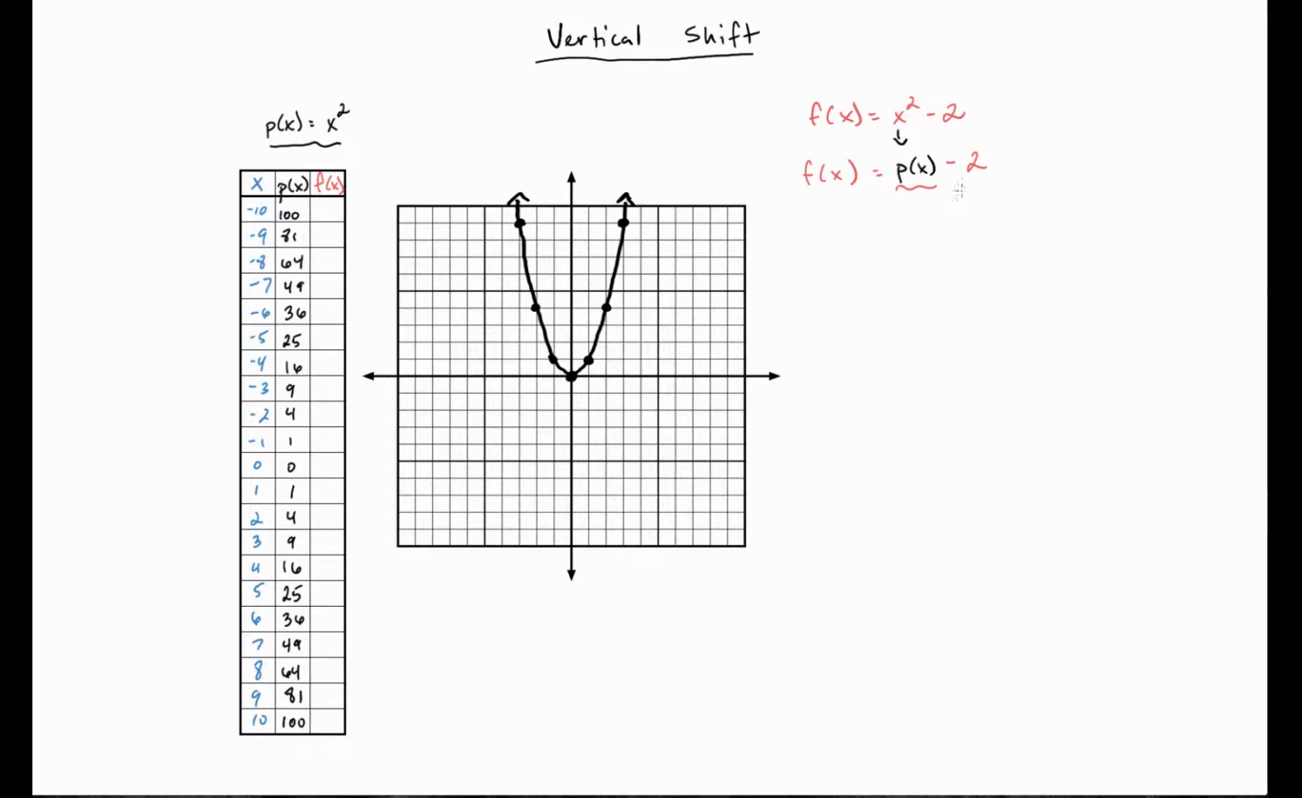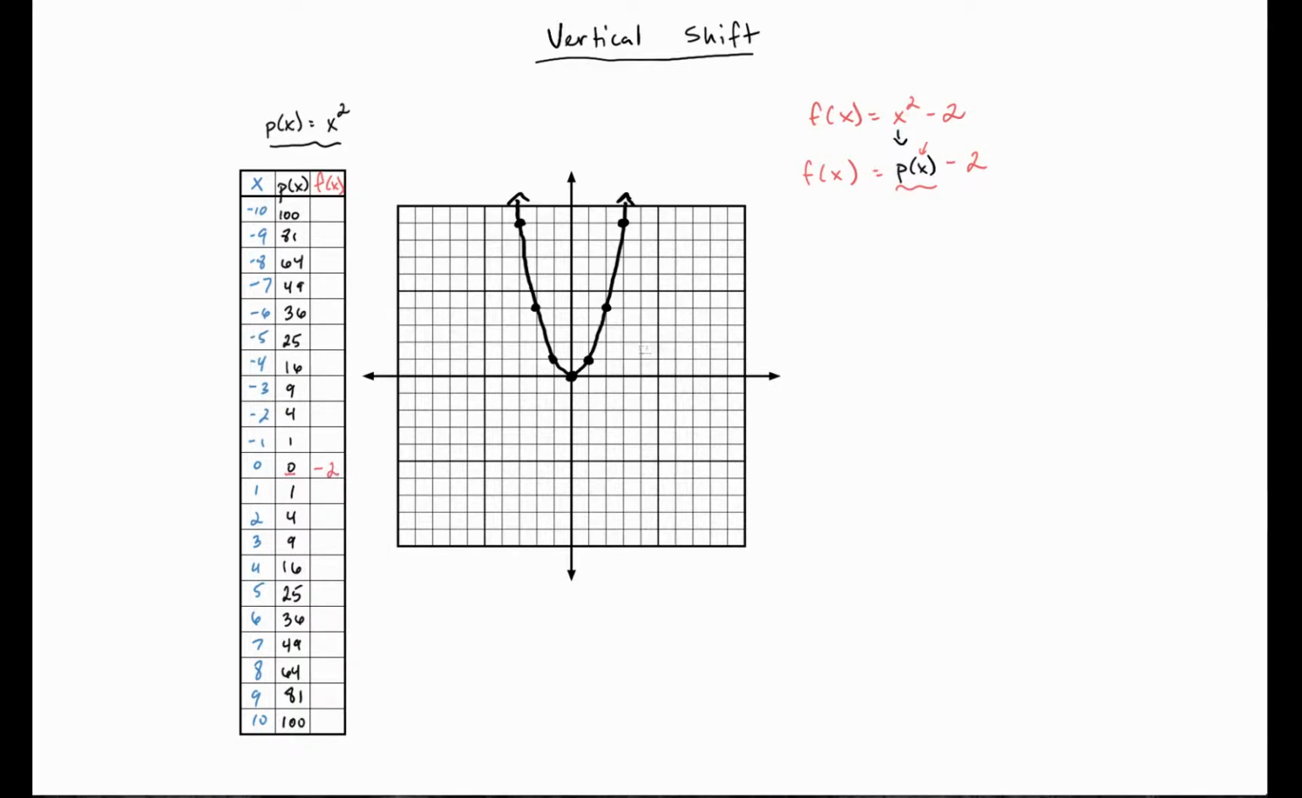But you notice nothing changed as far as the input goes. So I'm not going to have any horizontal changes in this particular case. So let's go ahead and do that. So at 0, I would normally have an output of 0. I'm going to subtract 2 from that and get minus 2.